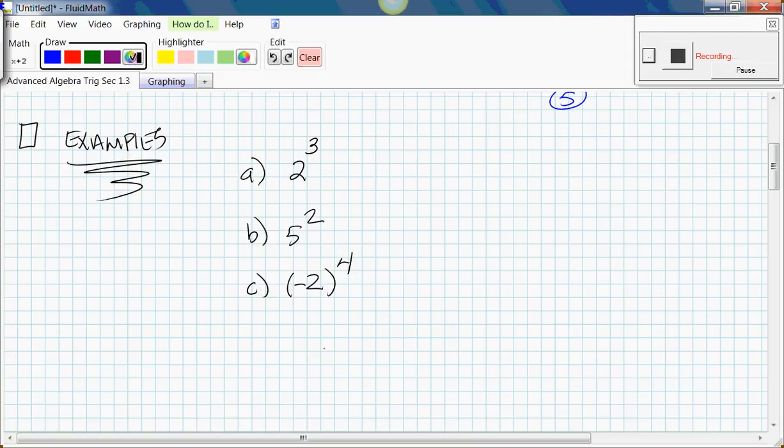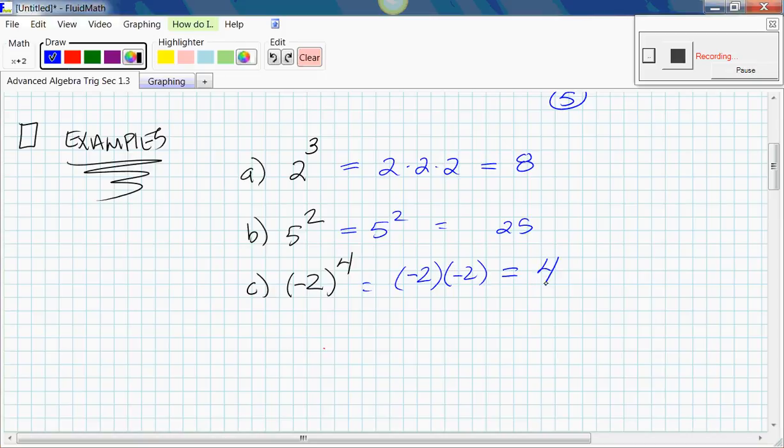Okay, so let's go back up here. 2 to the 3rd means 2 times 2 times 2, which of course is 8. 5 squared, of course, is 25. And this one means, since the parentheses touches first, you've got negative 2 times a negative 2. Negative times a negative is a positive, so we end up with a positive 4 for that one.